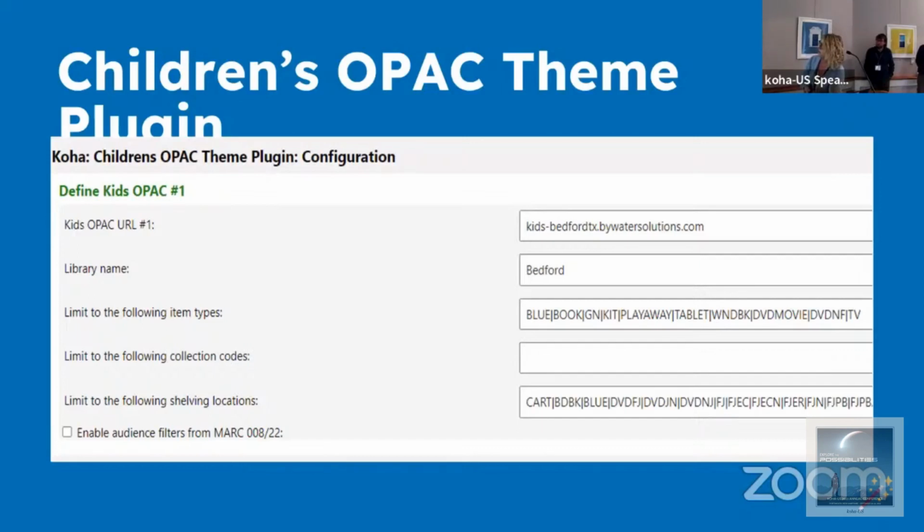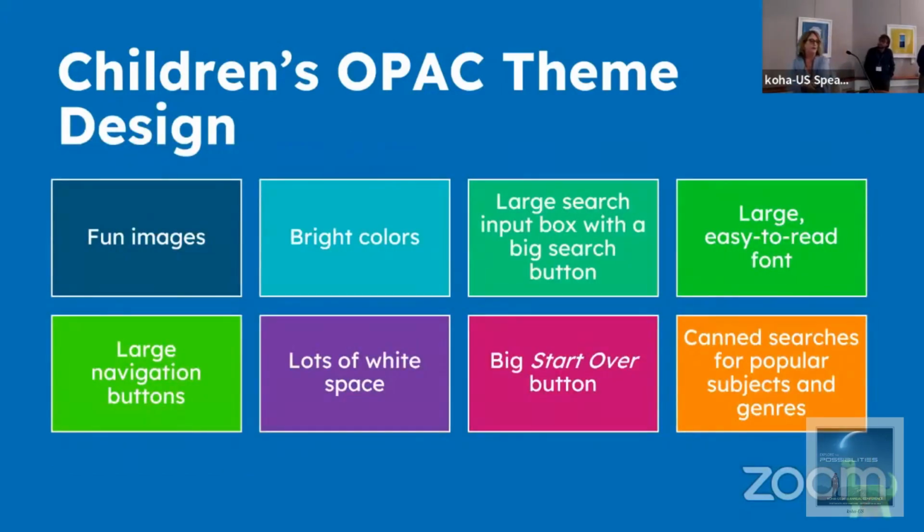And then I also did have in there limit to the following item types, which I'm not sure I really needed because I also had the shelving locations, but it works. So basically it's just a combination of all these kind of concepts.